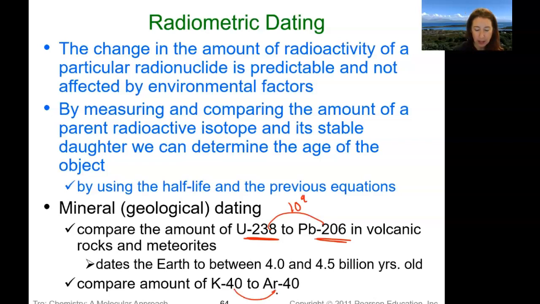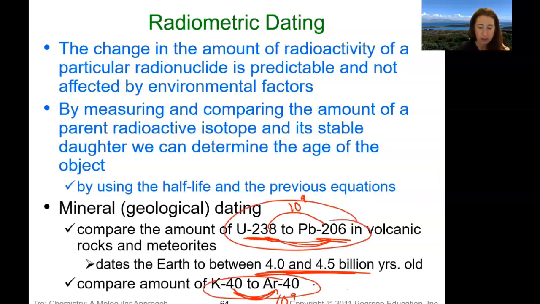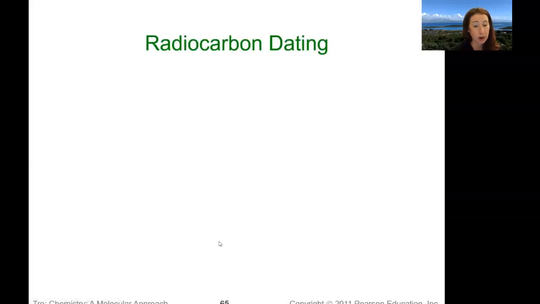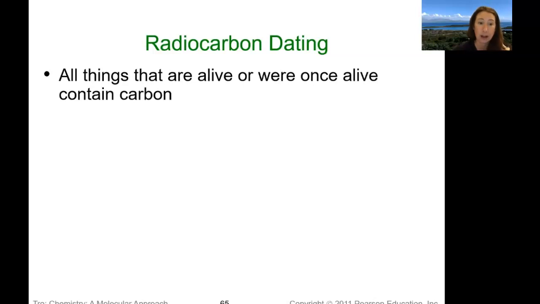Or they'll use K-40 to Ar-40, which has a half-life, again, of a billion years. Because the Earth is between 4 and 4.5 billion years old, these two pathways have exactly the right half-life to age artifacts that are very, very old. So if they say this is 2 billion years old, they probably used one of these two. This one's probably a little more popular. But we are going to talk about radiocarbon dating because that's one you've probably heard about a lot more.